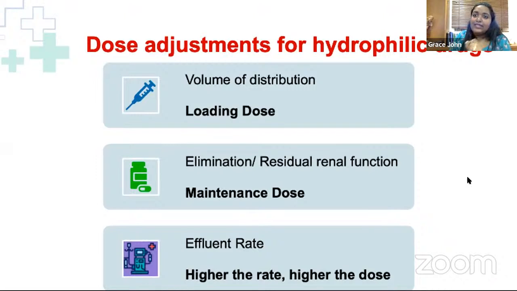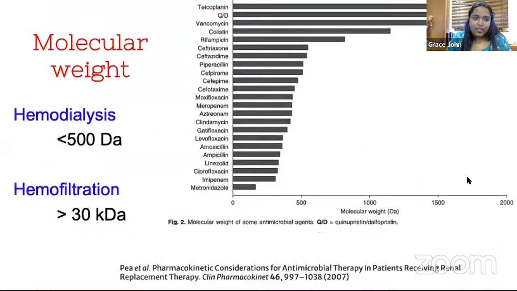And like in dialysis, the effluent rate also is very important. Effluent is the one that goes through the filtrate. So if the effluent rate is higher, you have to give higher doses. Now, it is a pretty straightforward fact that when the molecular weight is low, the dialysability of that drug is high. The smaller the molecule, the easier it can go through the semi-permeable membrane.